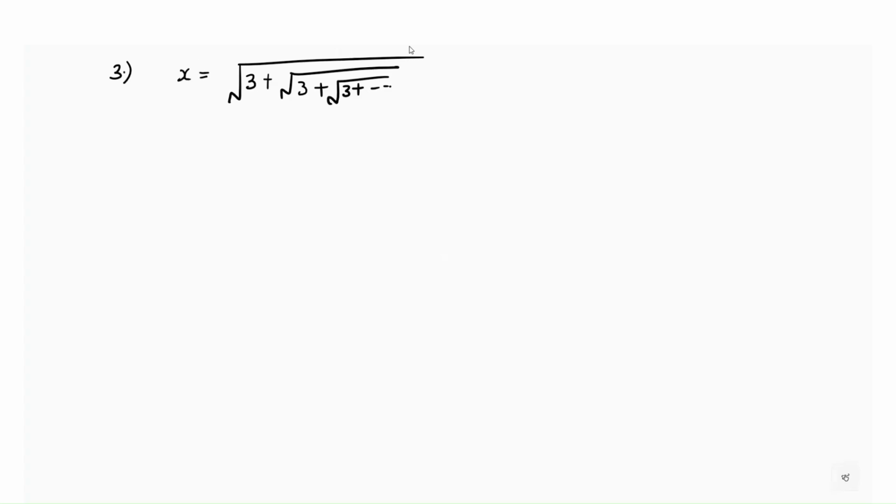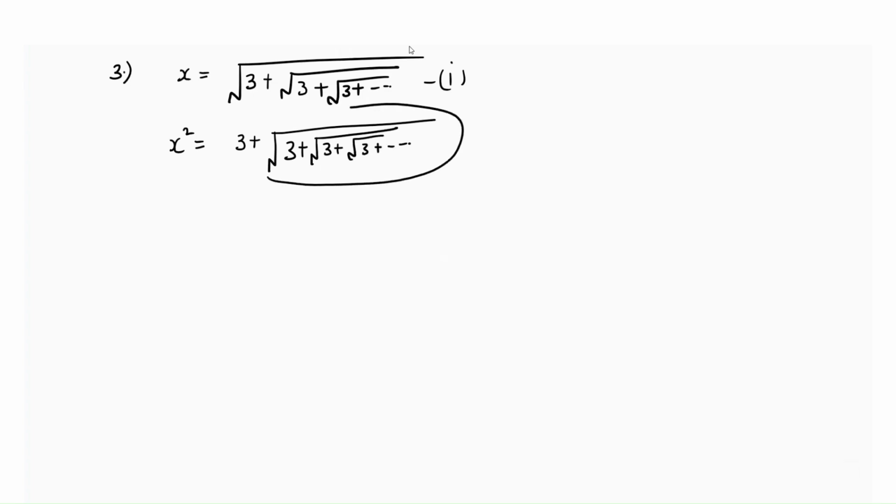Now let's take another example, which is question number 3. Let's take it as equation number 1. We'll square both sides. Once we square both sides, we'll get x squared is equal to 3 plus, because the square root of the first 3 will get cancelled with the square which we will do, and then the whole term which is equivalent to x. Now this part is equal to x. So from equations 1 and 2, we get x squared is equal to 3 plus x. We will take all the values to one side: x squared minus x minus 3 is equal to 0.